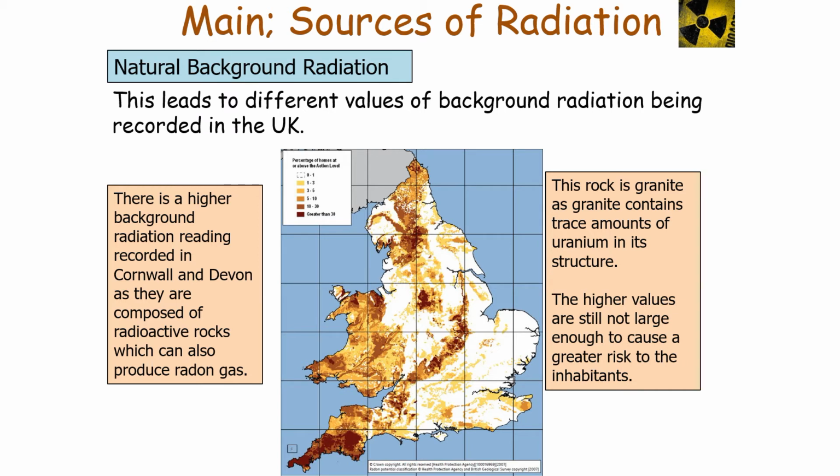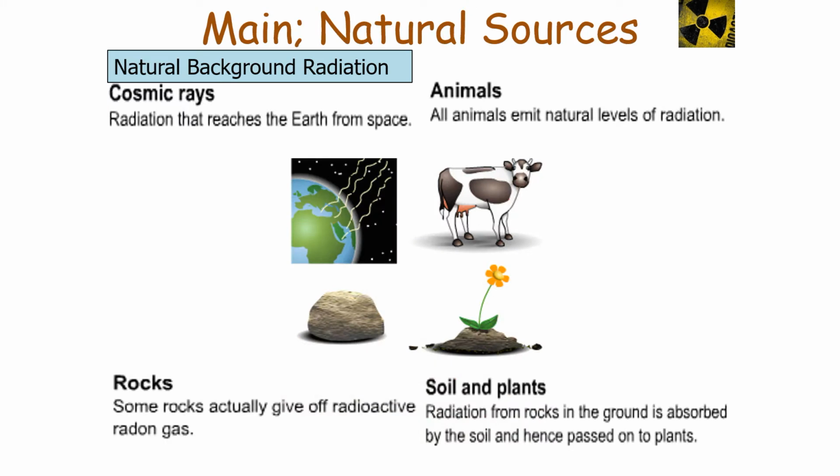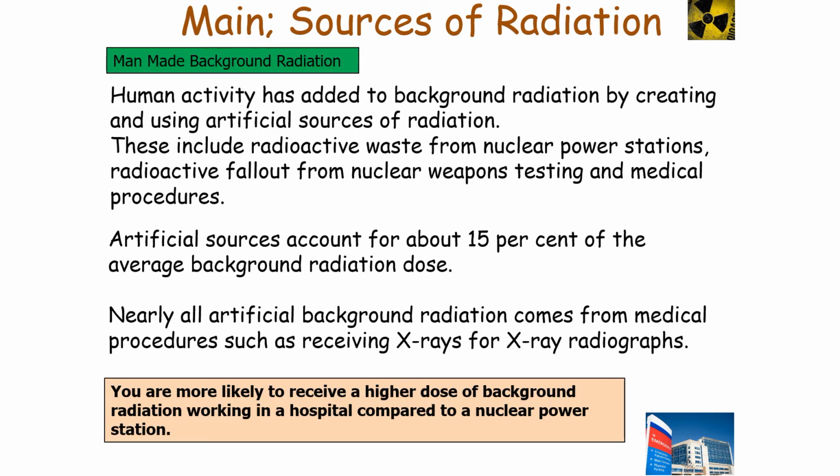Now the higher values are still not large enough to cause a greater risk to inhabitants, but it's interesting to note that there's a slight variation in the background radiation across the United Kingdom. So just to summarise, the natural background radiation can come from cosmic rays, rocks, soil, plants and animals, but you can also get human background radiation or man-made background radiation. Human activity has added to background radiation by creating and using artificial sources of radiation.